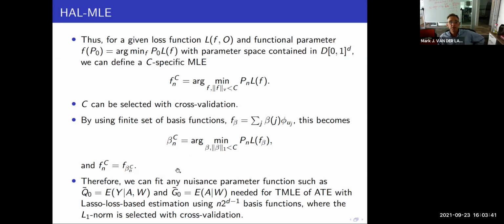And so that's the estimator, which we call the highly adaptive lasso. And of course, we can apply this to any kind of nuisance parameter we might need, like a mean of y given a and w, or a propensity score. And at the end, it becomes just high dimensional lasso regression. We also do it for conditional hazards, conditional densities, and so on.